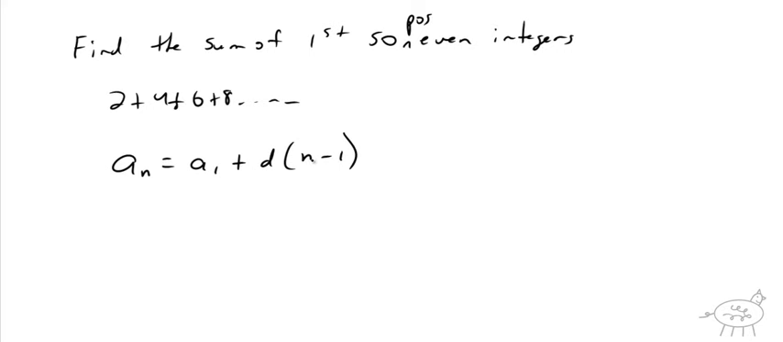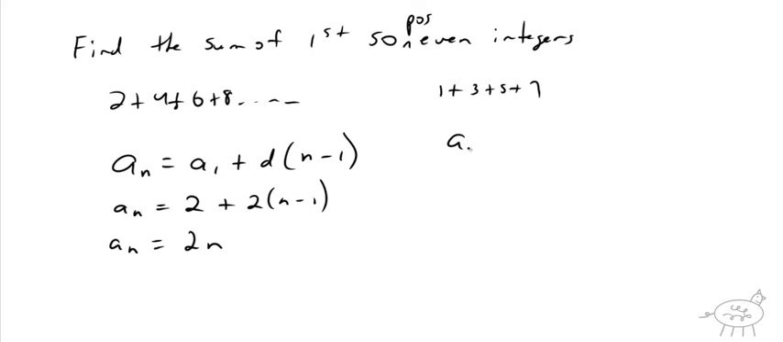So for even numbers, a sub n is equal to 2 as your first term plus d, which is 2, times n minus 1. I simplify that and I get just a sub n equals 2n. If it's odd, like 1 plus 3 plus 5 plus 7, it'd be a sub n equals 1 plus 2 times n minus 1, and you simplify that and you get 2n minus 1.